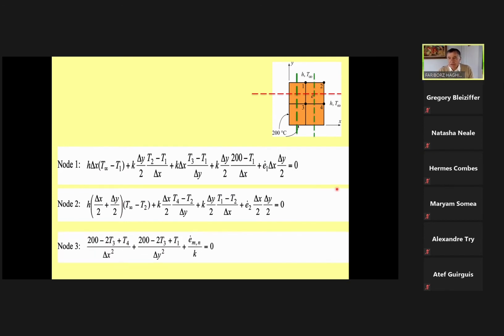And here for node number 3. Node number 3 is easy because it's an interior node. Conduction from here to here, conduction from here to here, conduction from here to here, conduction from here to here. Here the temperature is constant 200. Here is a constant 200. And here is conduction from 1 and 2. Okay. Therefore, you can see this is the simplified equation that we get for this part.